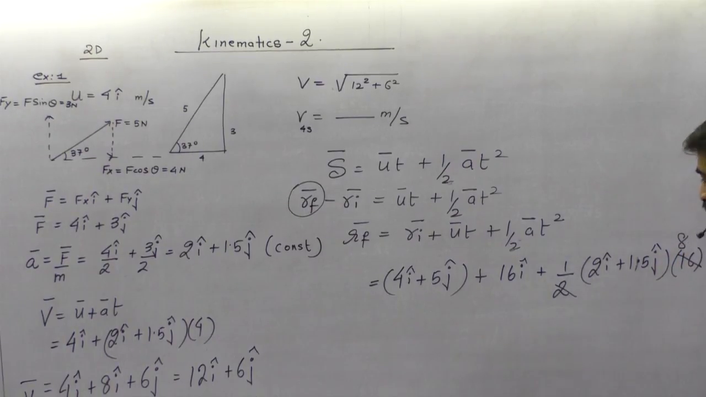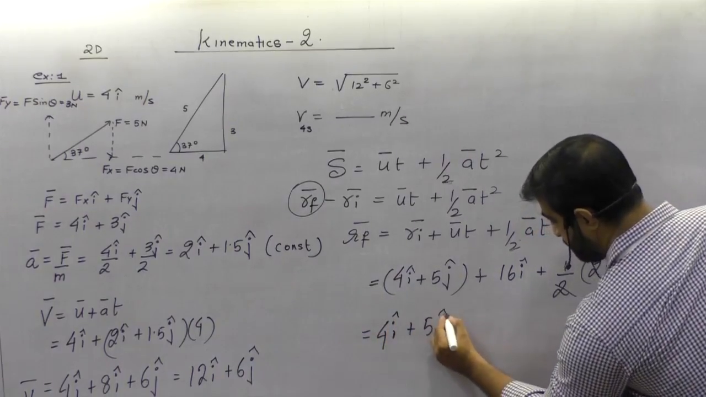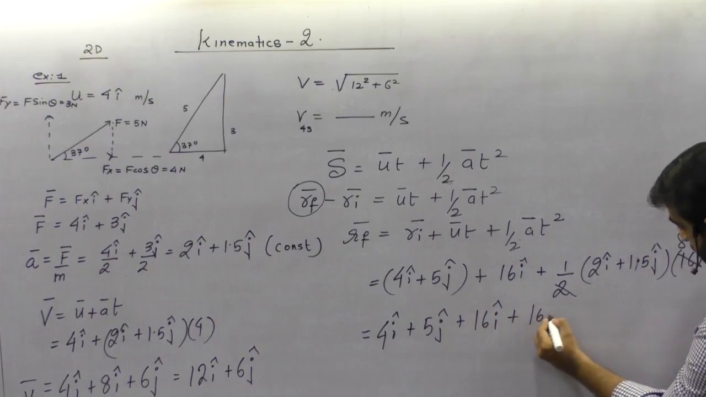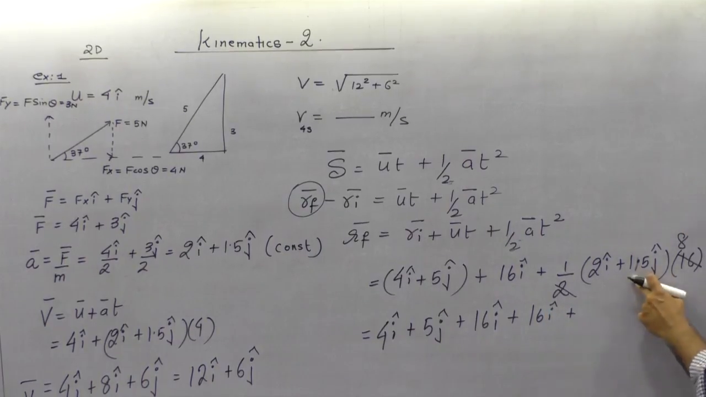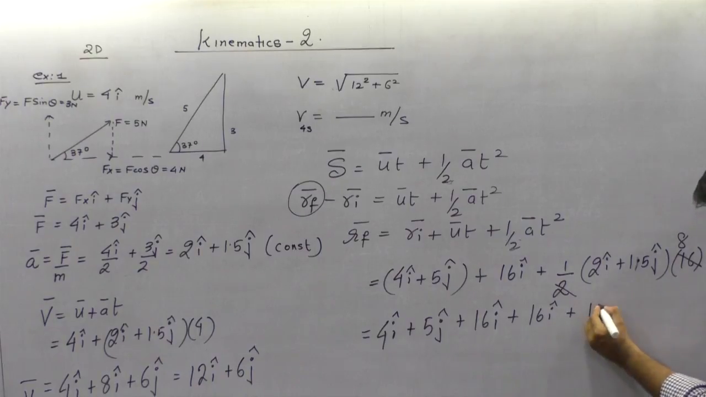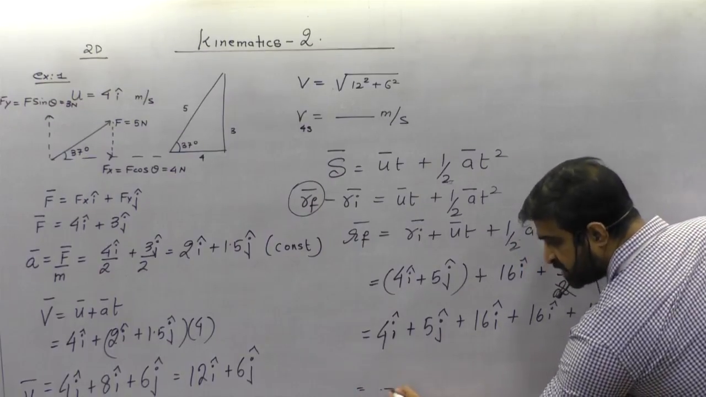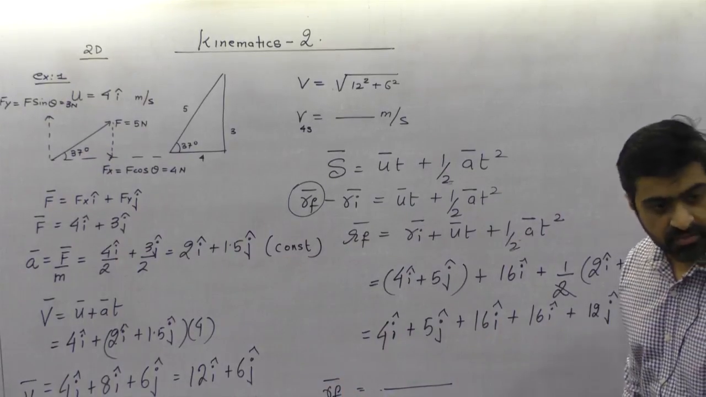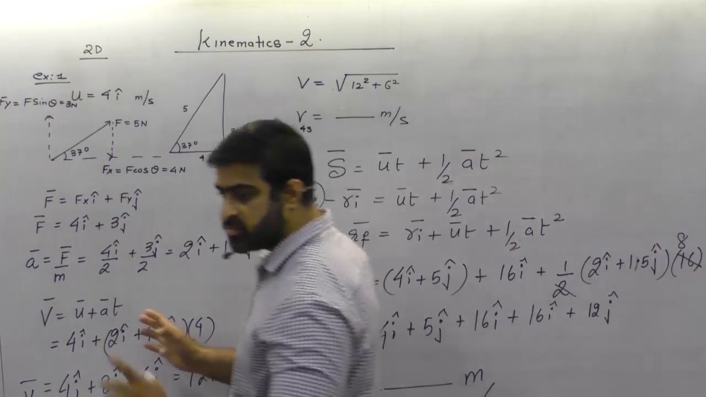समझ में आ रही है बेटा आपको? तो ये हो जाएगा 4i cap if I solve, 5j cap, 16i cap plus 8 2s are 16 i cap. 1.5 into 8 is 12 j cap. ये आप solve करो, so this answer you will get in terms of i cap and j cap, and that will be the final coordinates. Are you understanding what's happening, in meters? Did you understand this sum? It's a two-dimensional question.